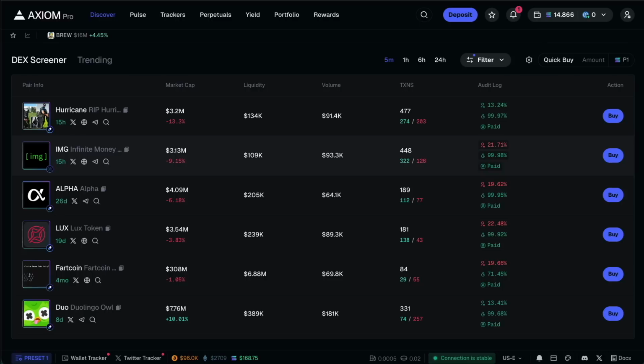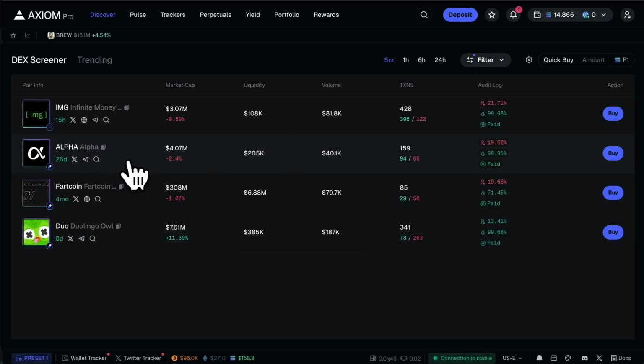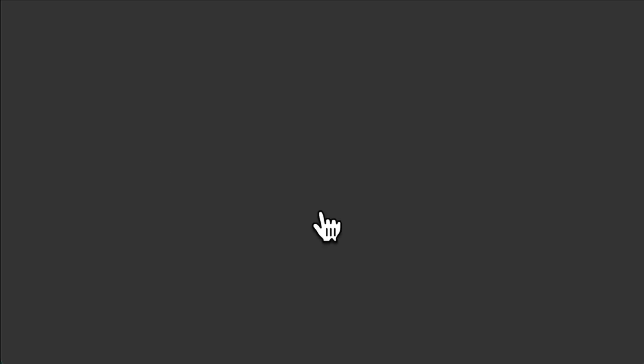Now let's go back onto Discover. Now you can see next to them, it tells you when it was launched. So if you don't want a brand new one, you prefer an older one that's now maybe trending for whatever reason, for example, you can see Fartcoin suddenly trending a little bit. So you can have a look at those.